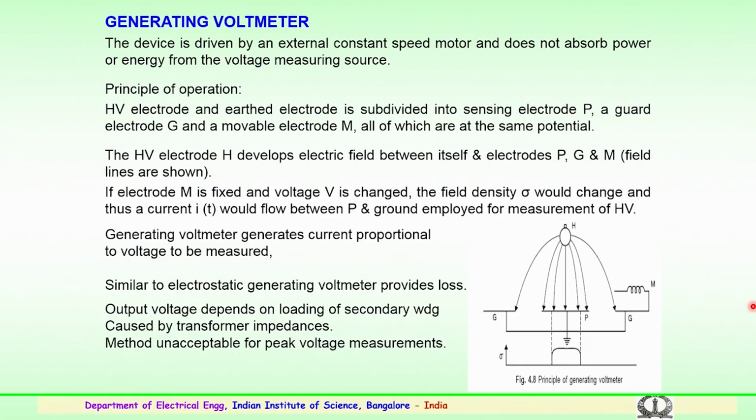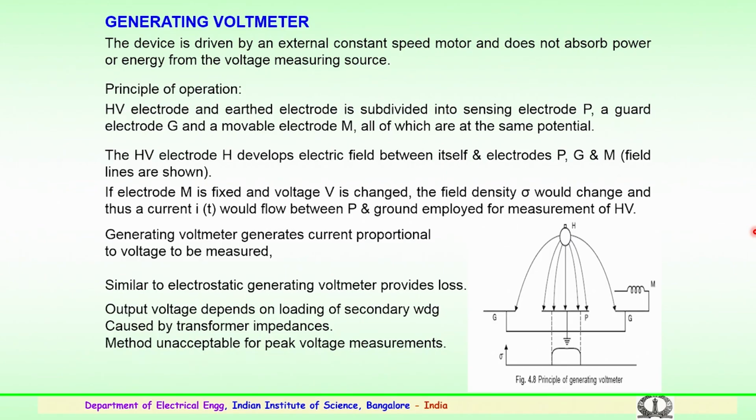Third is the generating voltmeter. Again, this is a device which is driven by an external constant speed motor and does not absorb any power or energy from the voltage measuring source. That is the important part of the generating voltmeter.